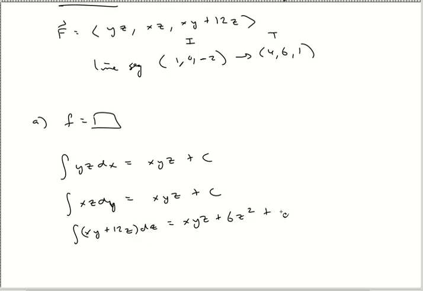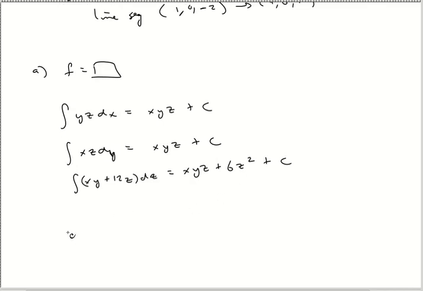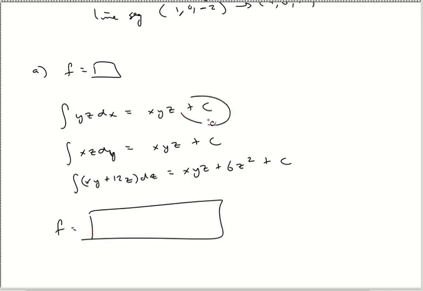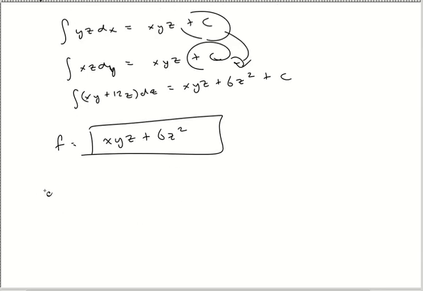Z squared plus c. Notice here that I'm trying to look at all of the pieces that are important. Your plus c's are essentially accounting for that missing piece there. So then xyz plus 6z squared should be my potential function. Therefore, in the next case, they're saying, oh, we'll now find the integral of f dot dr.